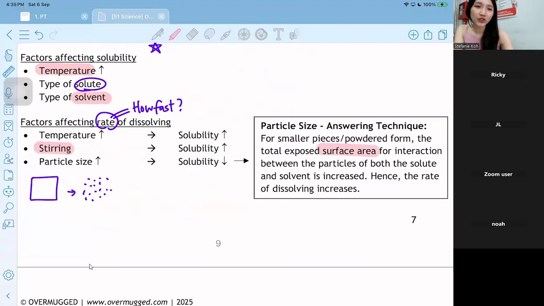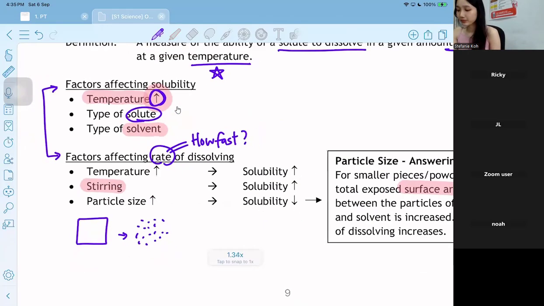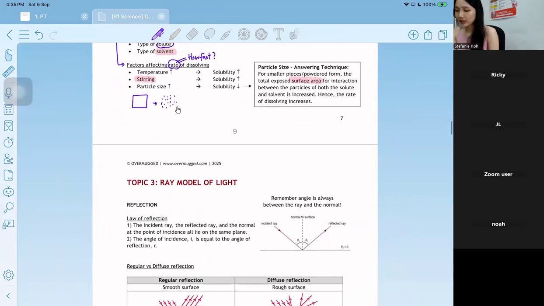What if it dissolves a bit? What is a bit? That means it is soluble, just not very soluble. So how do you make it more soluble? You can increase the temperature. Last one.